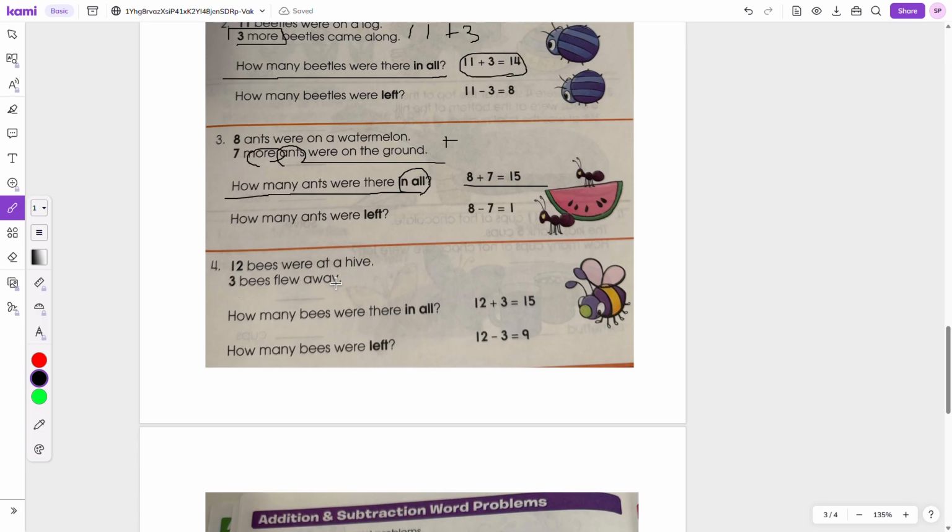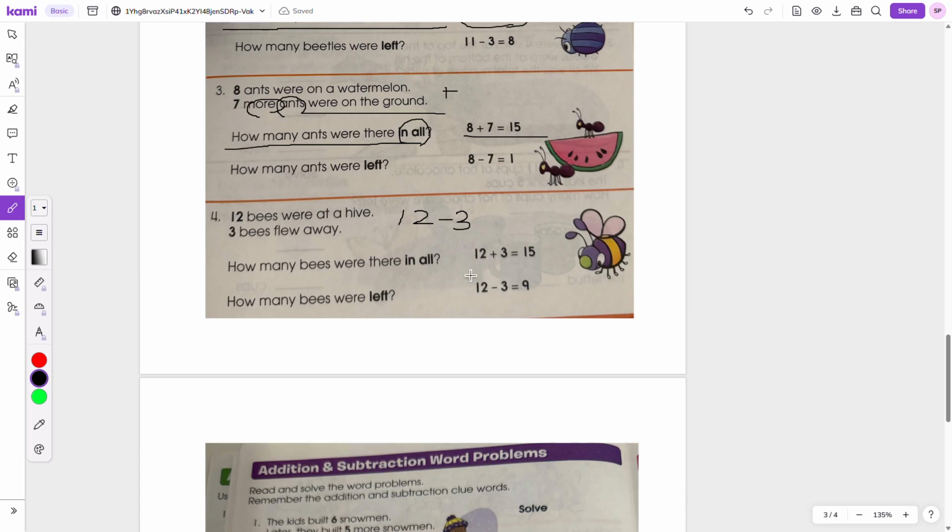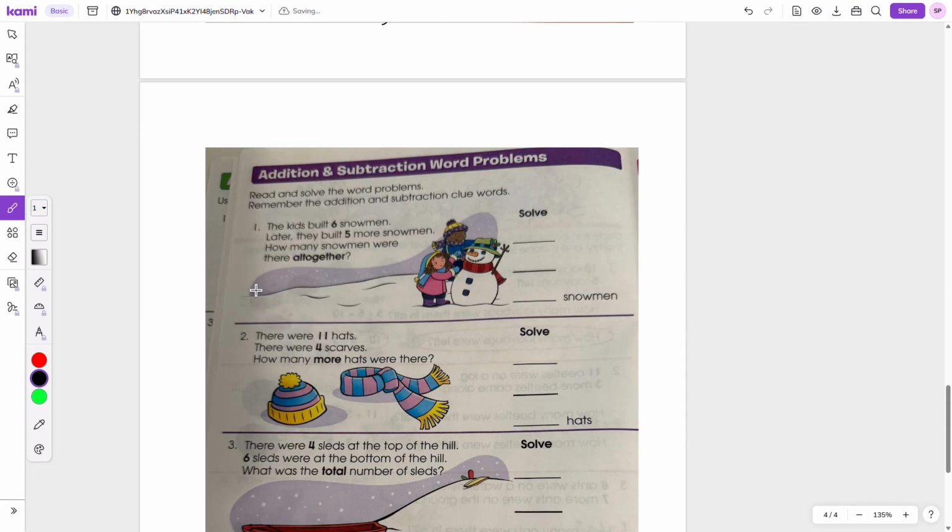Last one, 12 bees were at the hive and 3 bees flew away. So there were a total of 12, but 3 of them flew away, so we have to subtract 3. And 12 minus 3 will be 9. So we have to choose how many bees were left with this equation. Okay, last one.